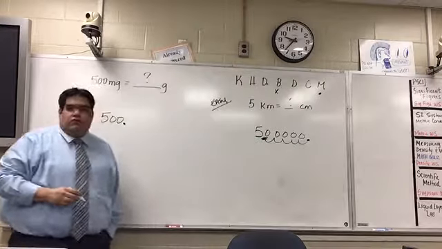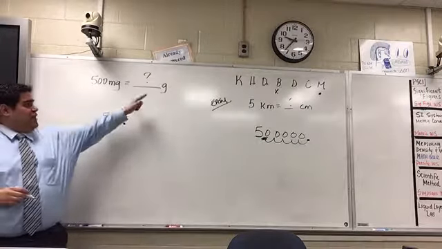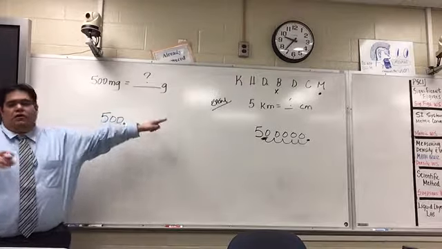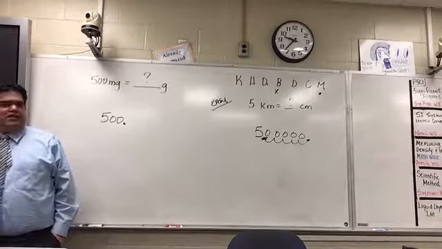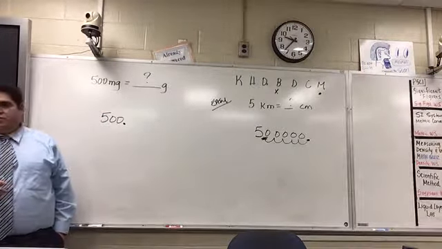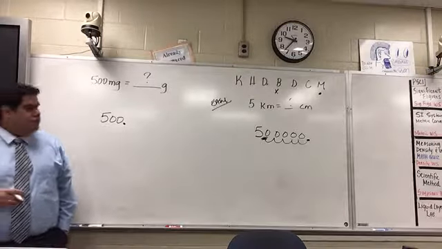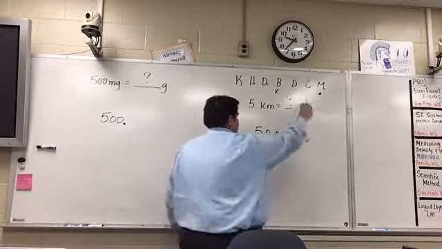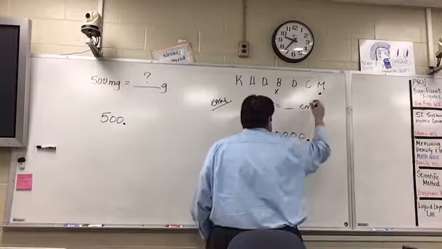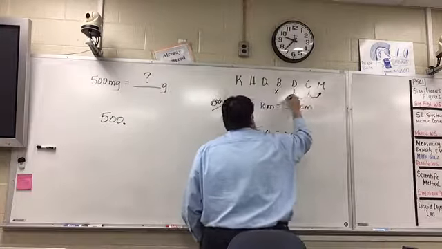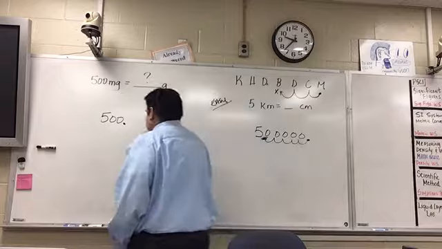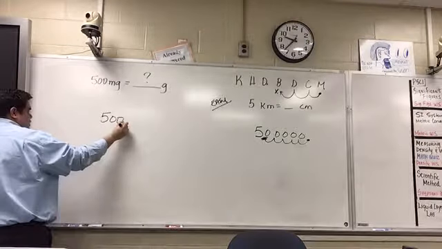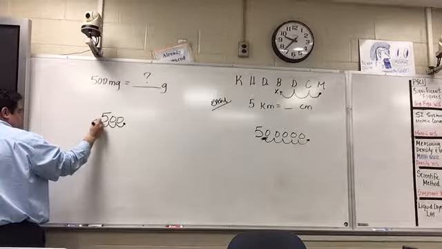Here's your clue for those of you who are listening. When I only got one letter, it's always going to be the base. Anytime you just got one letter, it's always going to be the base. Okay? Now, for me to go to my base, which way do I got to go? Left. 1, 2, 3 spaces. So what am I going to do with this decimal right here? Go left. 1, 2, 3 spaces.